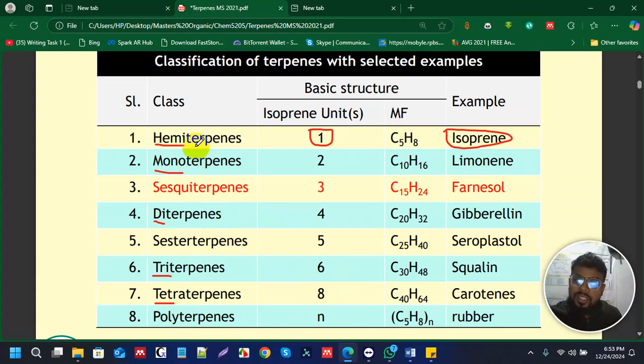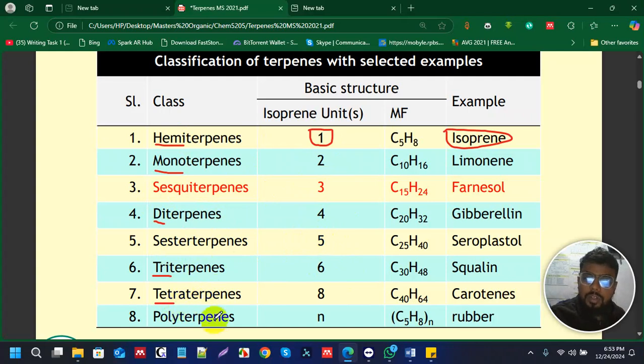And the next one is hemi. You have to keep in mind that hemi, sesqui, and sester terpenes have an odd number of isoprene units. Hemi means you have to use one isoprene unit. Sesquiterpene means, after one, the odd number is three, so sesquiterpenes will contain three isoprene units. And the next one, sesterpenes, will contain five isoprene units.